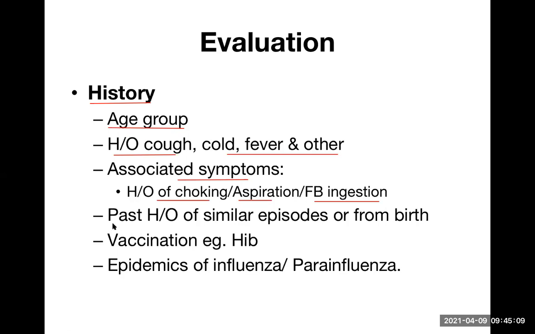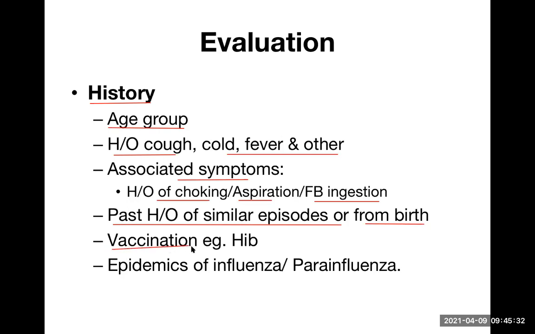Now, ask about past history of a similar episode or from birth. These are features of chronic disorders, or some congenital disorders. Some congenital anomalies may occur in the airway, and they can lead to repeated problems.